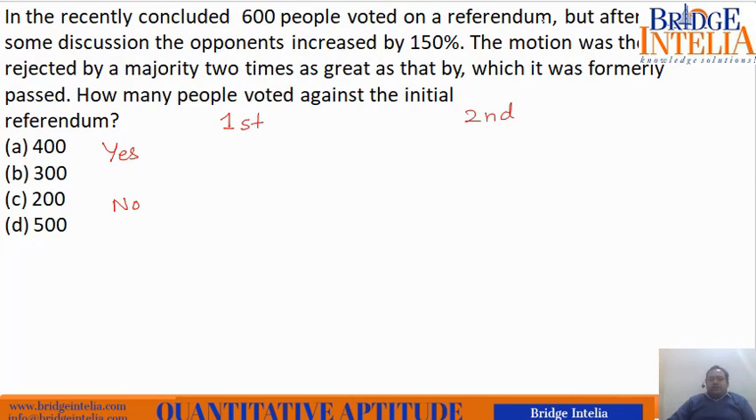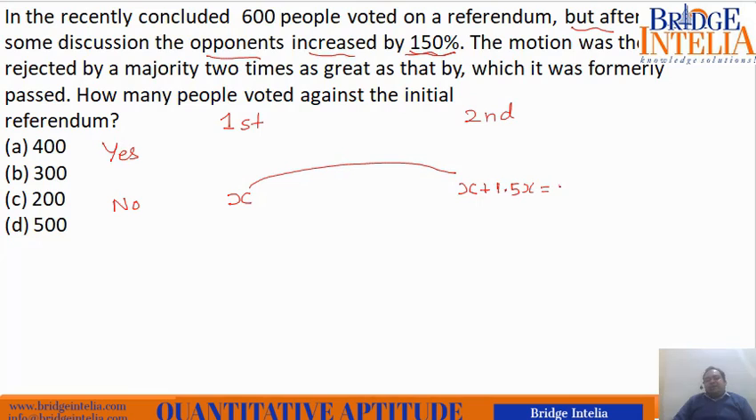So what do we know? In the second referendum, the opponents increased by 150%. So let's suppose here the opponents were x. Here the opponents increased by 150%, that means x plus 1.5x.